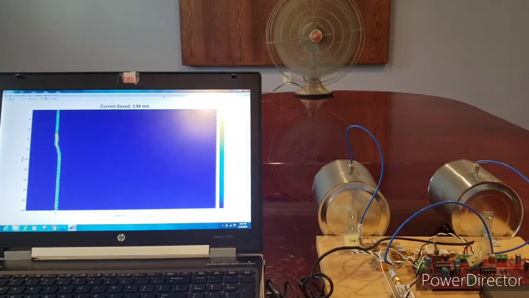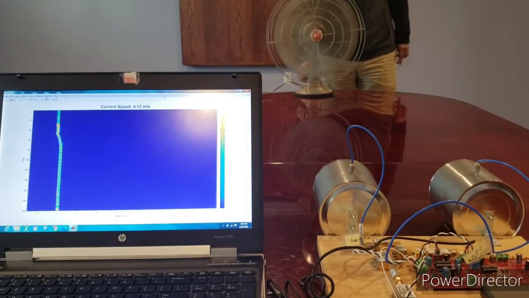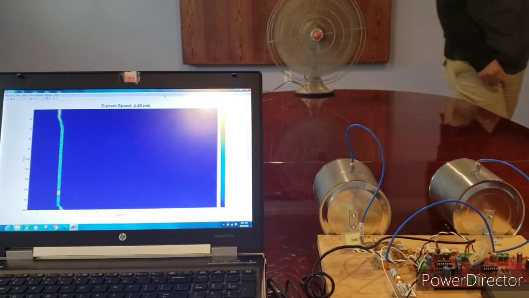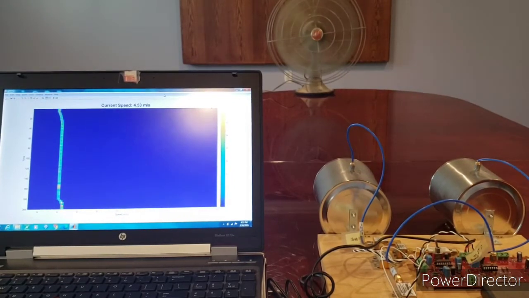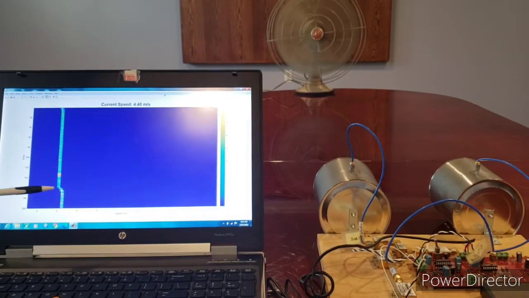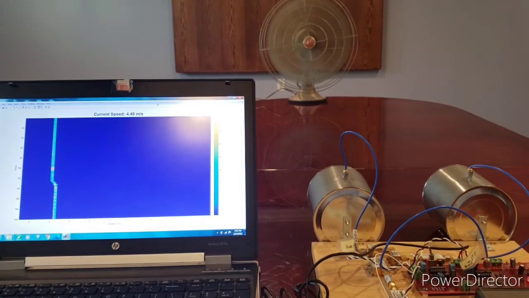Let's see what the radar will do if I crank it up one more speed on our old General Electric metal fan here. Crank it up one more notch to the highest speed. You'll once again see where we've moved from about 4 meters per second now to a higher speed of 4.4 meters per second.